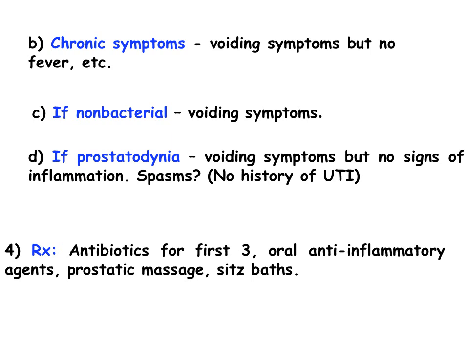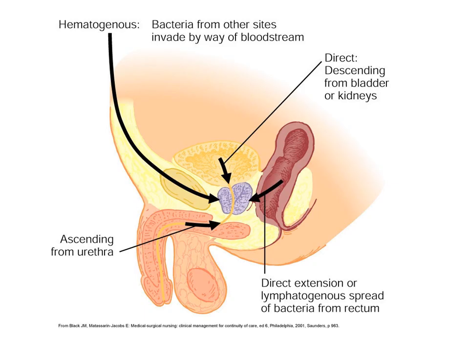Anyway, for the first three, even if it's non-bacterial, you consider bacteria, and so you give antibiotics and then oral anti-inflammatory agents, and massage and sitz baths can also help. And this picture just shows you how bacteria can get into the site and cause a prostatitis from different areas.